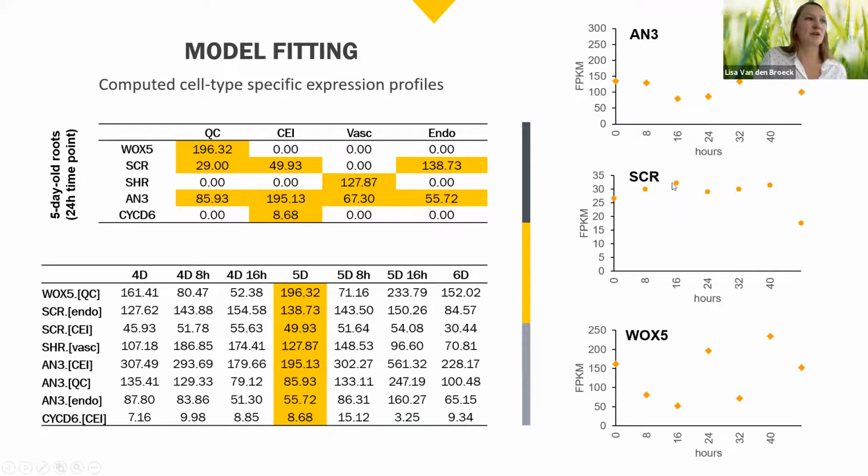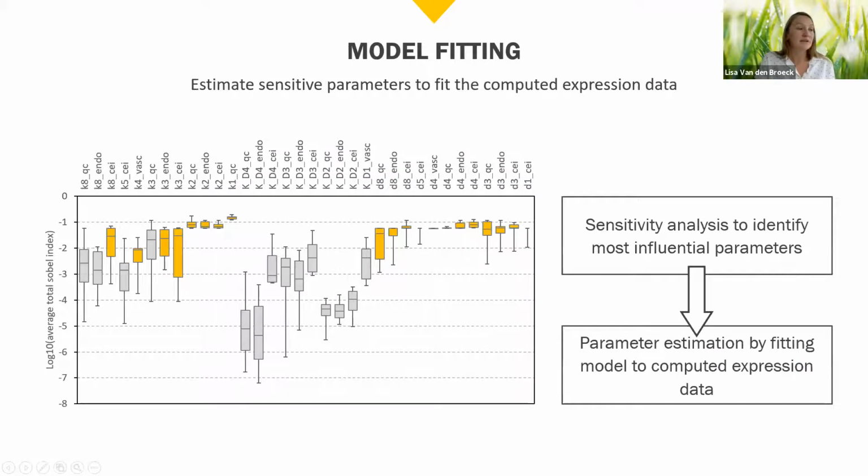So here you can see some examples of expression of genes in the QC. But we still had a lot of parameters to estimate, so we had to reduce the number of parameter estimation. We did a sensitivity analysis. So we needed only to test the most influential parameters. So the most influential parameters you can see here in yellow. So these we estimated, and the other ones were set to a fixed value.